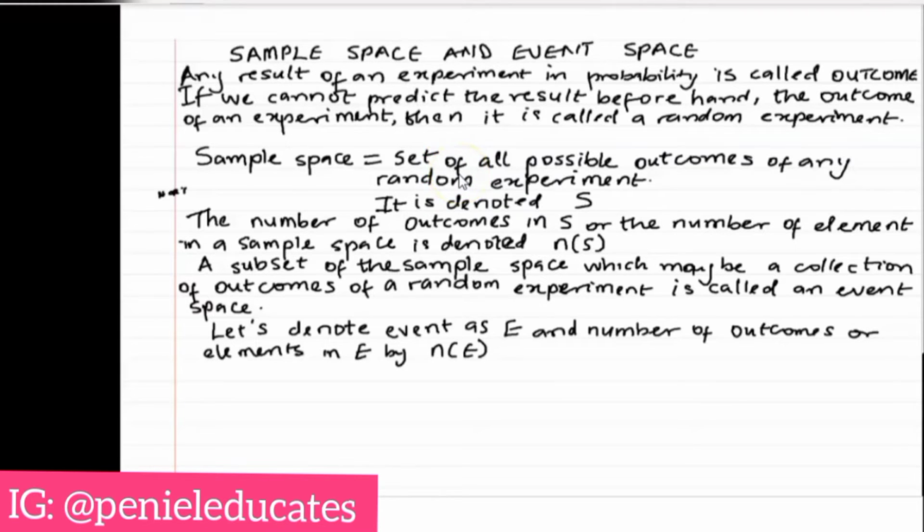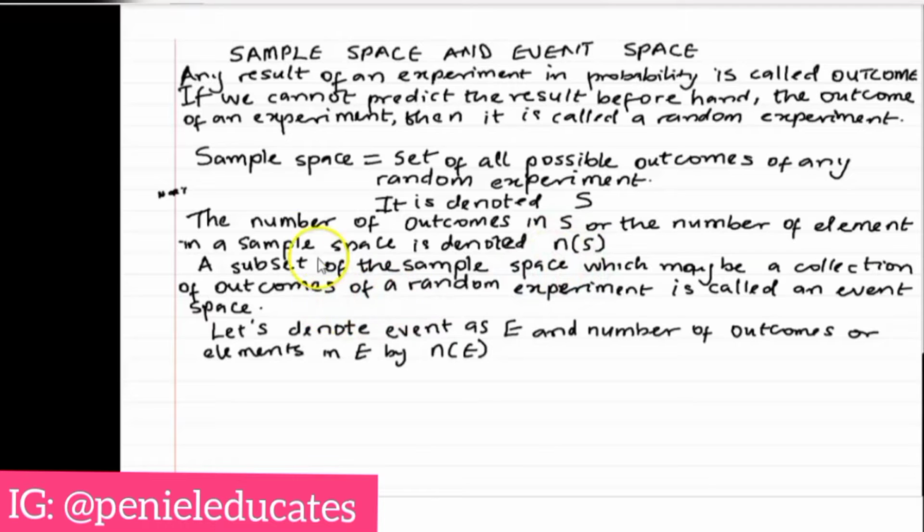If we cannot predict the result beforehand, the experiment is called a random experiment, like the tossing of a coin or the throw of a die; we cannot predict it, so we call that a random experiment. The sample space is the set of all possible outcomes of any random experiment, and it is denoted S. The number of outcomes in S, which is the number of elements in the sample space, is denoted as this.